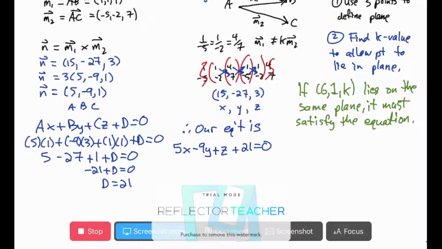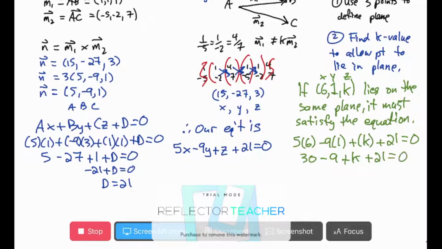So left side must equal right side. So let's plug our values in and solve for k. So this will be my x, y, and z. I have my equation. Let's plug it in. So 5, x is 6, minus 9, y is 1, plus z, which is k, plus 21 equals 0. Everything is defined. We only have one variable left. We have one variable. We have one equation. That's enough information to solve. So we're going to have 30 minus 9 plus k plus 21 equals 0. 30 minus 9 is 21. 21 plus 21 is 42. So k is equal to 42.